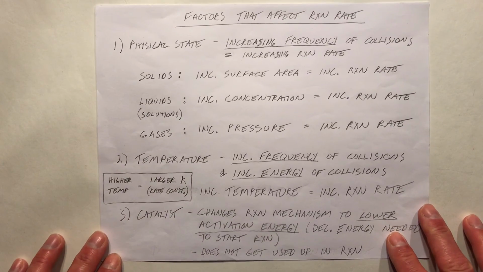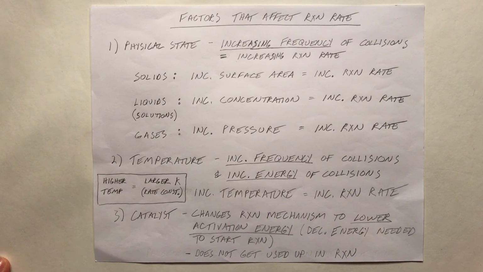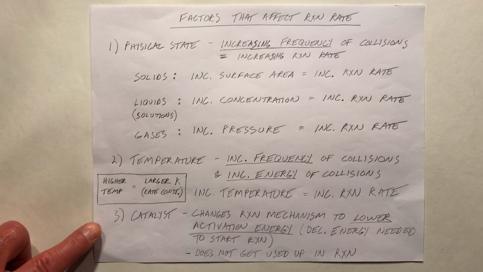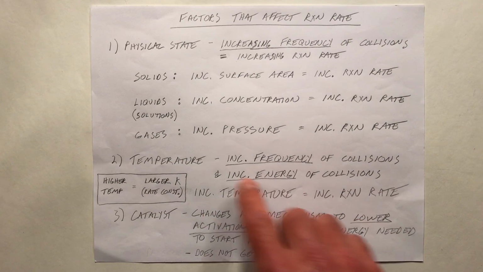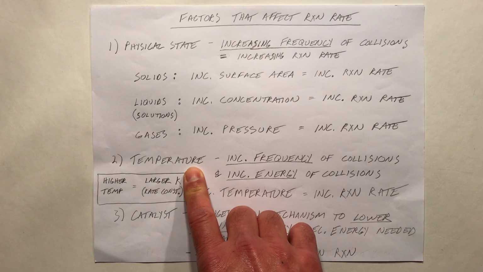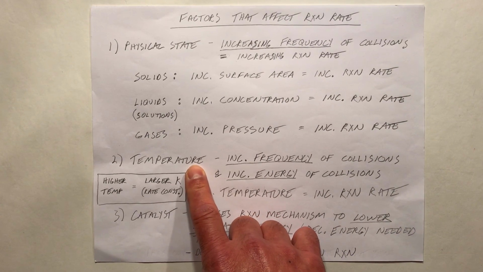Now, in some later videos, we're going to take a look at the 2 other factors that affect reaction rate. We'll consider temperature, and we'll consider a catalyst. Temperature increases reaction rate for 2 different reasons. Remember that when you increase the temperature of particles, that means the particles have higher kinetic energy. So on average, the particles are moving faster.